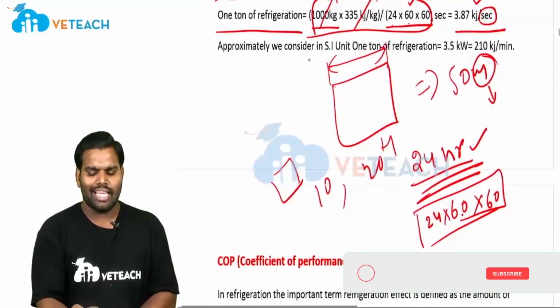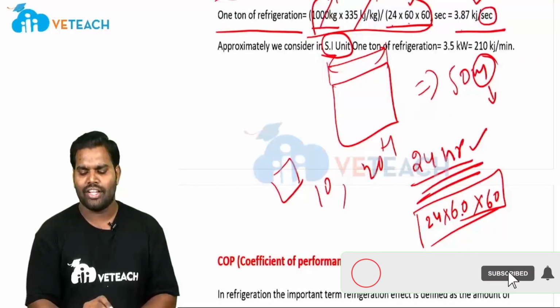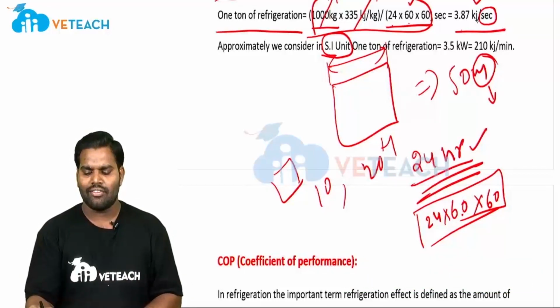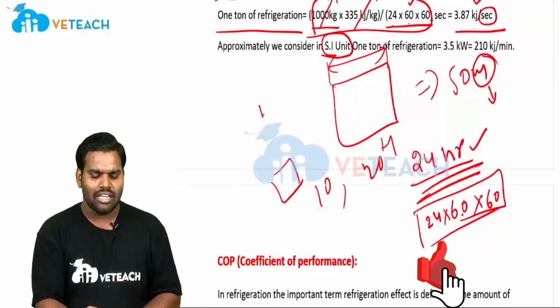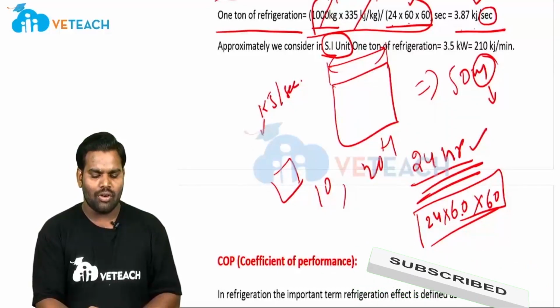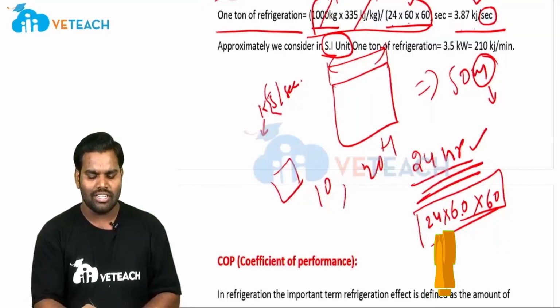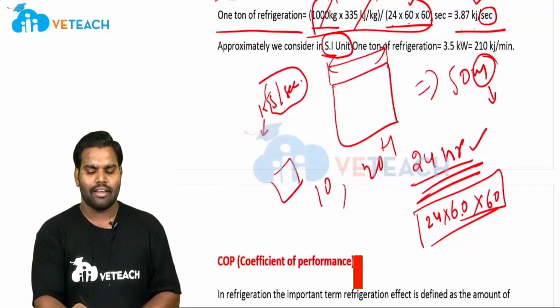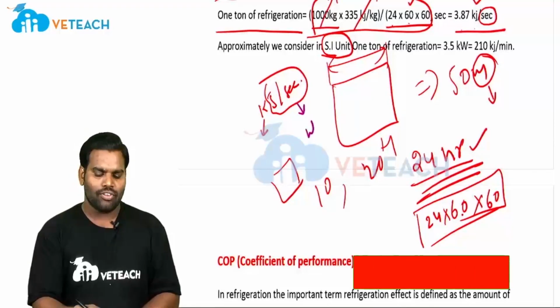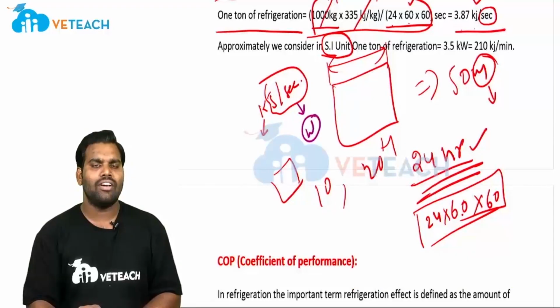Here we are taking it in terms of SI unit. What is the consideration of SI unit? We take the unit as kilojoule per second. You can put kilo outside and consider joule per second. Joule per second can be considered as watt, and watt is the unit for power.